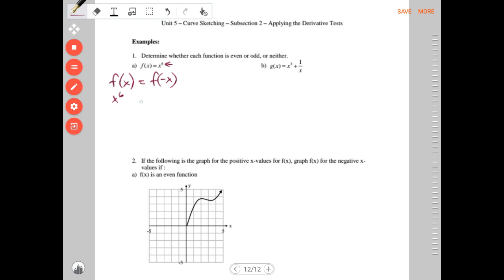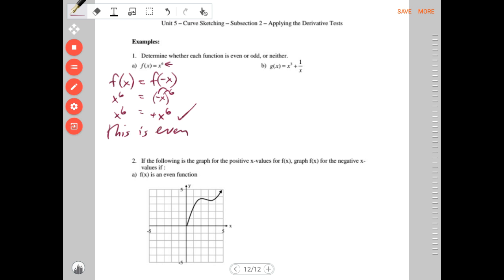So the original function is x to the 6th. This guy here is negative x to the 6th. So if that works out, that's 6 negatives and 6 x's. So x times x times x 6 times, and negative times negative times negative 6 times. Well, that is positive x to the 6th. Well, x to the 6th equals positive x to the 6th. They're the same thing. So this is an even function. This is even.